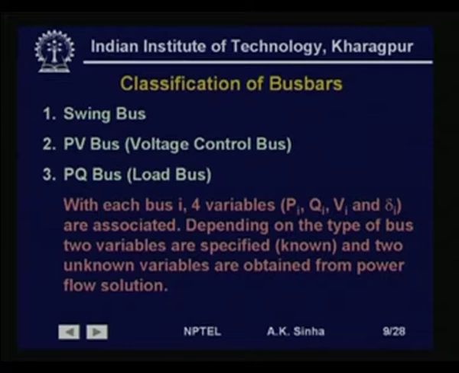The third type of buses are those where both real and reactive power are known. These buses are called PQ buses. Most of the load buses, where we do not have any generation, we know the loads, that is the real and reactive power load at all these buses.